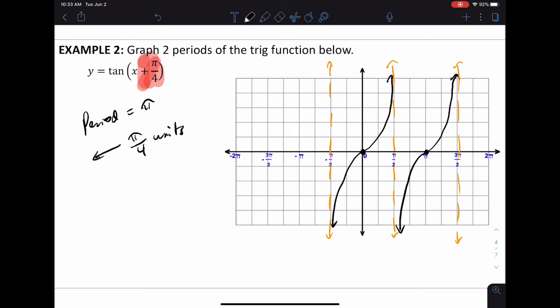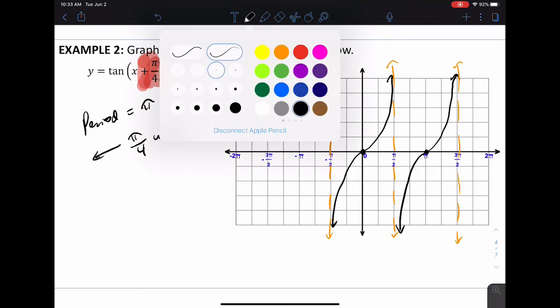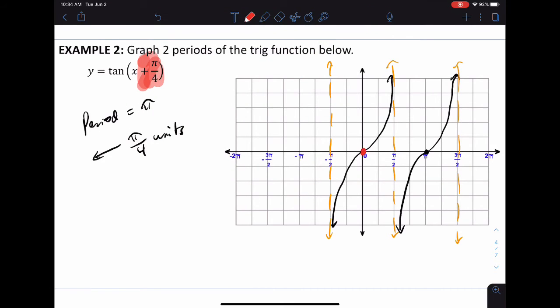So let's look at this first one here. This dot here, let me use a different color, is going to move left pi over 4 units. So instead of 0, it's going to be at negative pi over 4. Let me erase the... Everything moves that way, though.